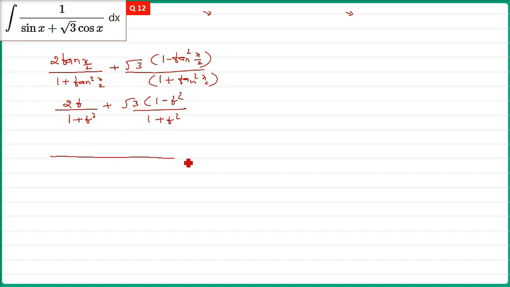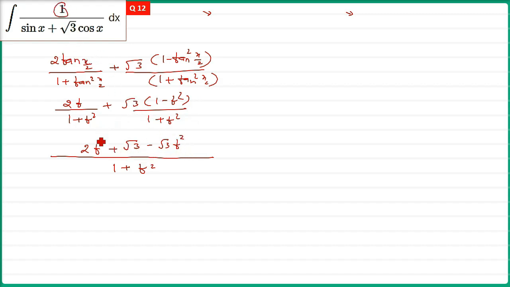So let's take the LCM now. 1 plus t square will be the LCM. And the base is the same, so you can just add the numerators. 1 is already there in the top, so we are just discussing the denominator. I have multiplied it inside. Now this is 1.